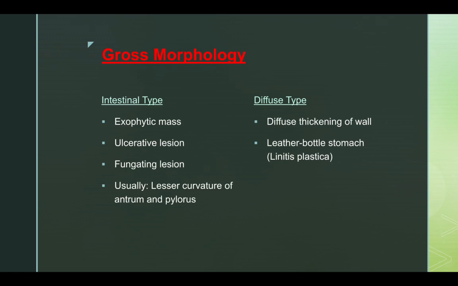Gross morphology. The intestinal type shows exophytic mass. It shows bulky ulcerative or fungating lesions. It is usually found in the lesser curvature of the antrum and pylorus. Gross morphology of diffuse type: there is diffuse thickening of stomach wall. It is also called as linitis plastica or leather bottle stomach.